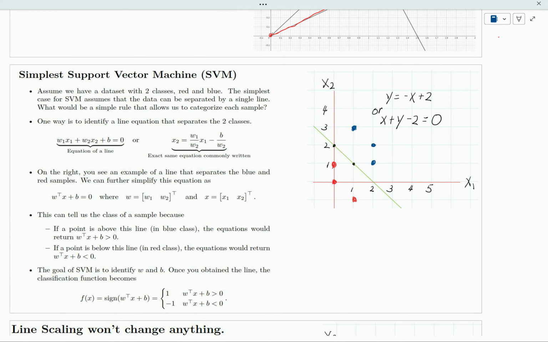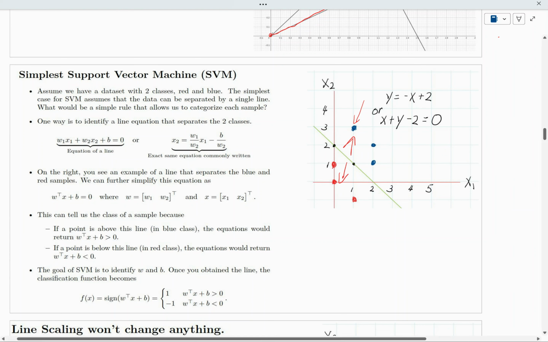Imagine we have this equation of a line, and we know what w is. The way it will work is that if we know w, we can plug any point into this equation, and if the result is greater than 0, it means that the point we plug in is above the line. And if we plug any point in and the result is below 0, it means that it's below the green line.